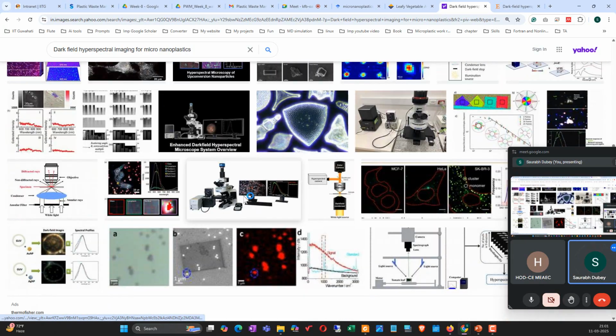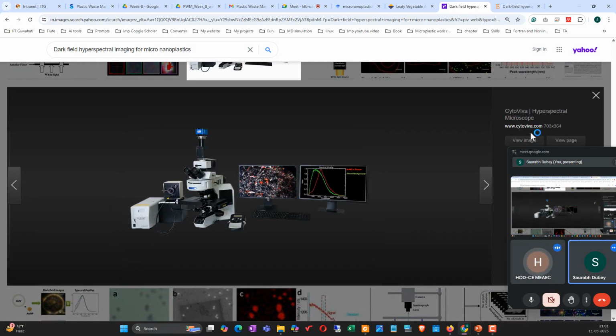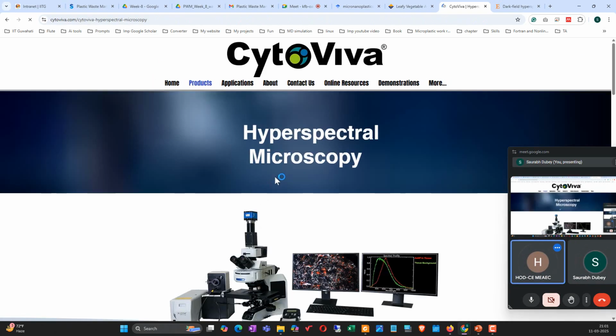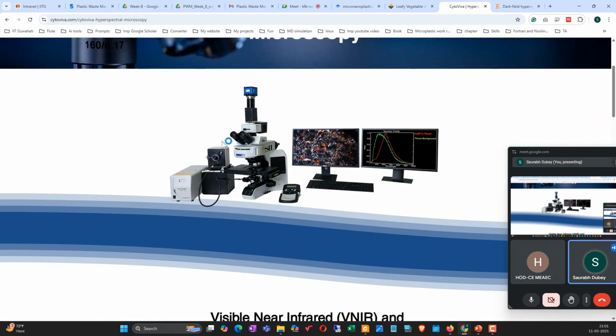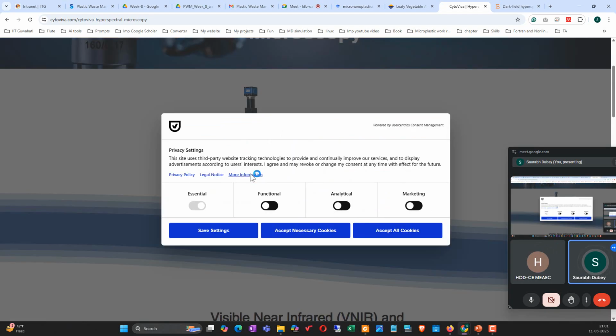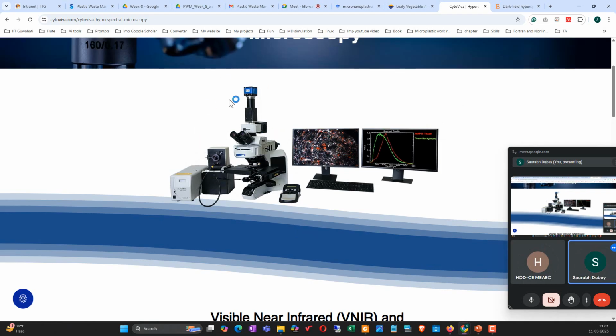Dark field, so this is that setup. Cyto Viva is the company. This is the setup here, the microscope. It has the hyperspectral imaging setup, and along with that they have an inbuilt FTIR.